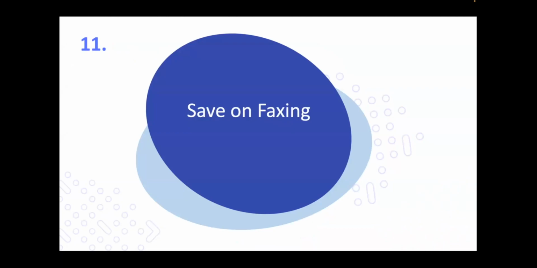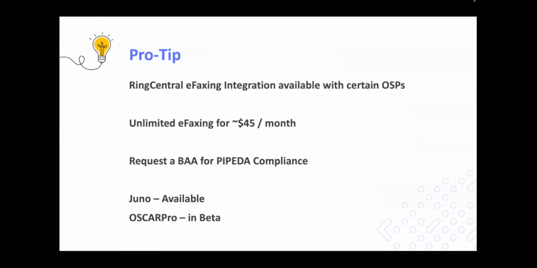Save on faxing. So everyone likes to save money. So this is a good tip. So if you're on Juno or Oscar Pro with, well, I'm not sure with other OSPs whether they support this yet, but we switched to RingCentral. So other fax providers were charging quite a bit. And RingCentral's eFaxing integration is available now. And so it's unlimited eFaxing for around $45 a month, which is always great because sometimes it can go into the hundreds of dollars a month depending on the volume of faxes you're getting.